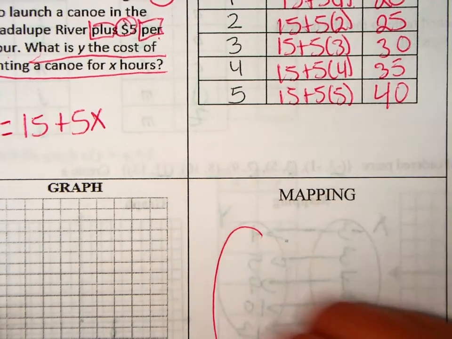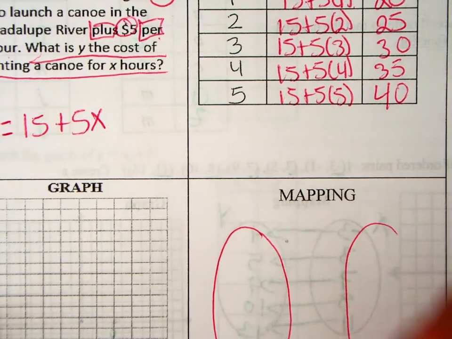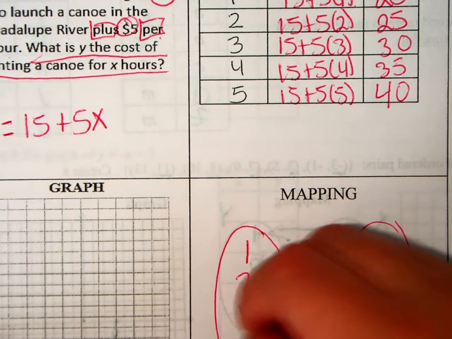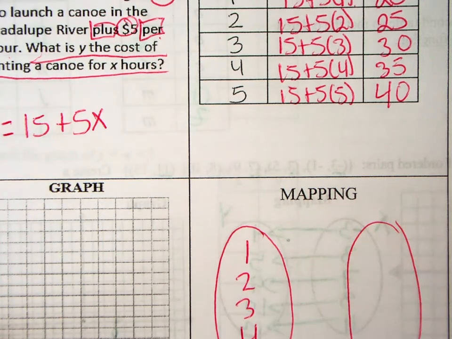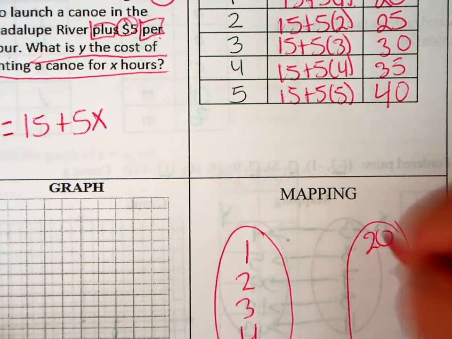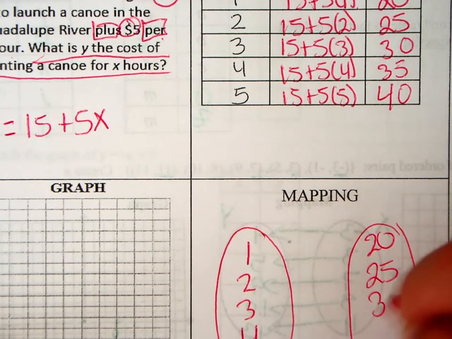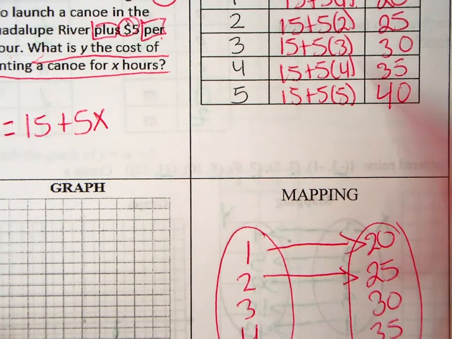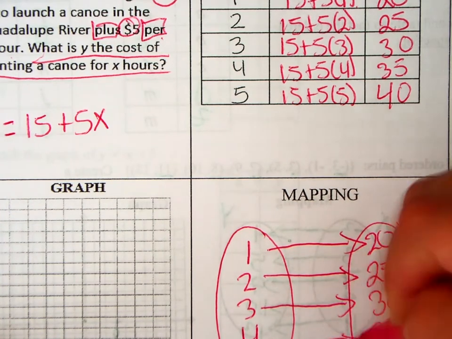What goes in the first one? X. Good. What are the x's? 1, 2, 3, 4, 5. Then 20, 25, 30, 35, and 40. Then make sure you connect it. 2 goes with 25, 3 goes with 30, based off of our table.